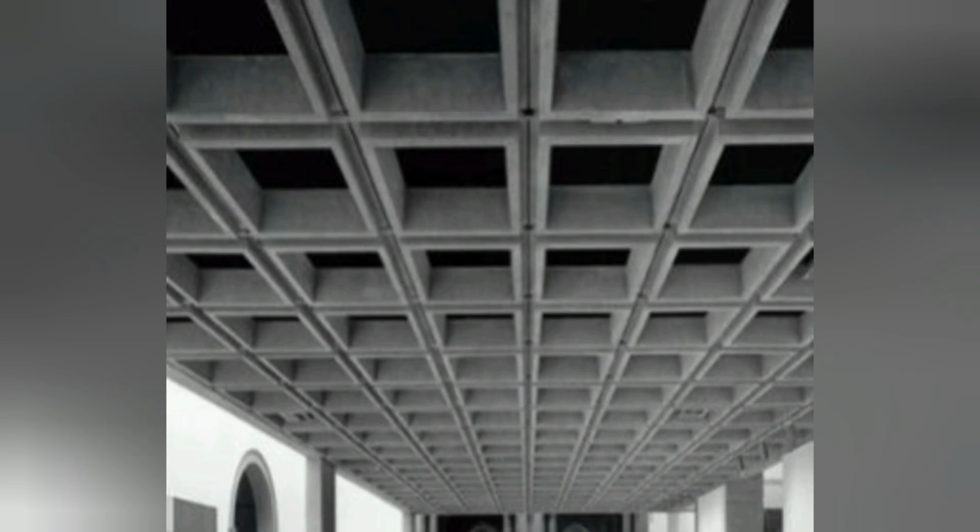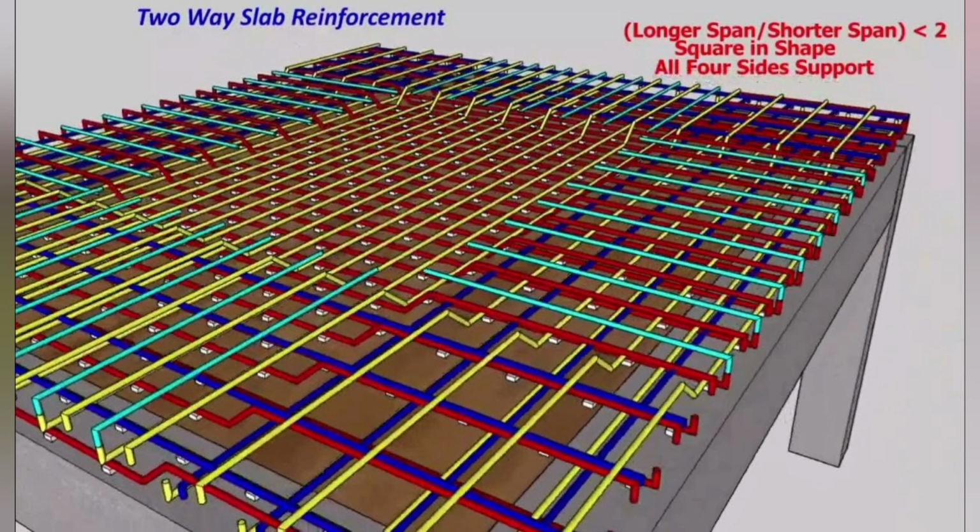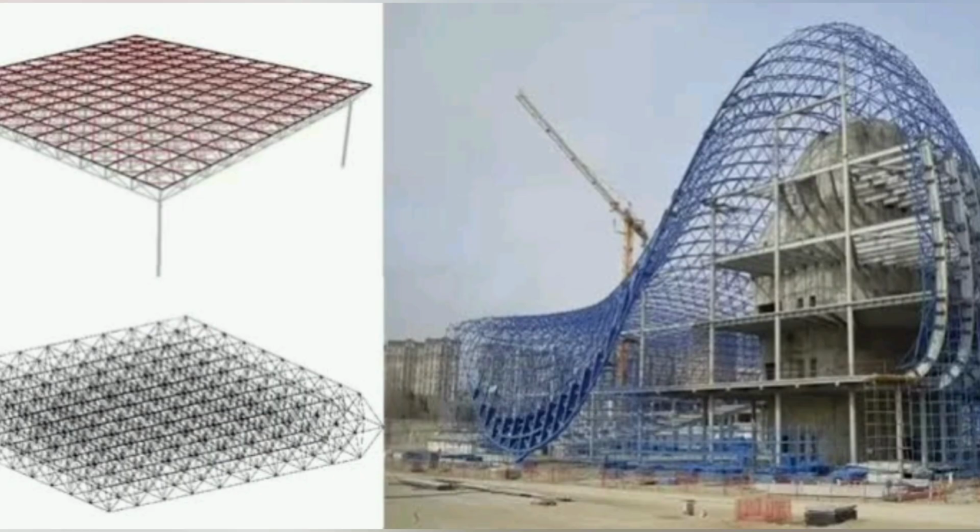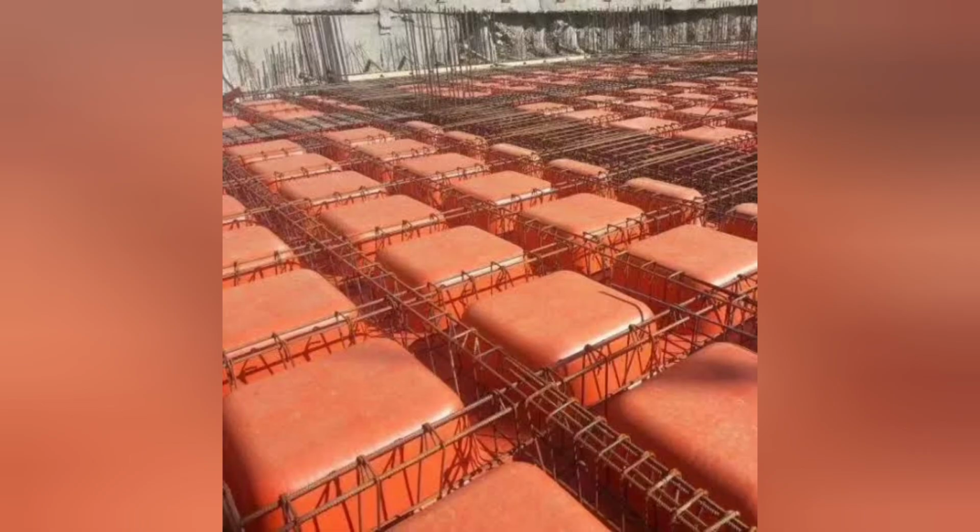This system creates an incredibly stiff and strong floor that is also relatively lightweight. Because it's a two-way system, it efficiently distributes loads in both directions, making it ideal for large, column-free areas like auditoriums, museums, and industrial floors. The pattern soffit is also considered an architectural feature in many modern buildings. However, the formwork is more complex and expensive, and the overall depth of the floor system is greater, which can increase the building's overall height.